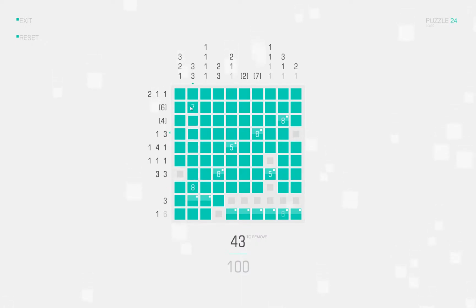In this column we have 3, 3. This has to be a part of the 3. It could be 1, 2, 3, or 1, 2, 3. But they have these 2 in common.